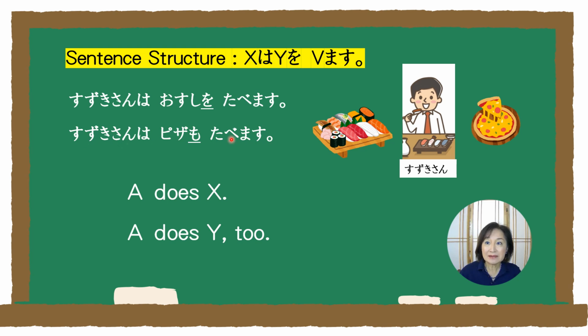remains the same in both sentences because these parts are the shared elements. What changes here is what Suzuki-san is eating, and that's where the particle o is replaced with mo. So instead of ピザを食べます, it will become ピザも食べます to show that Suzuki-san eats both sushi and pizza.